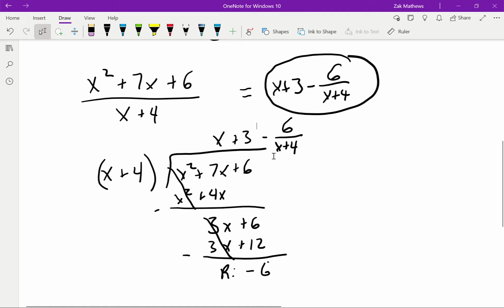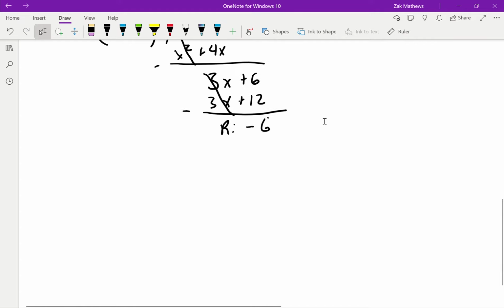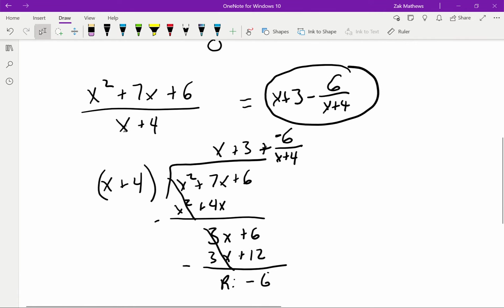Now, an alternative to this is we could have written a plus a -6 over x plus 4. That would have also been fine. It's just that to bring that negative forward is a little bit more concise. And so there's our process of long division. We can do long division with linear divisors. So notice the x plus 4 is linear. It's just an x. We can also do it with non-linear divisors as well.